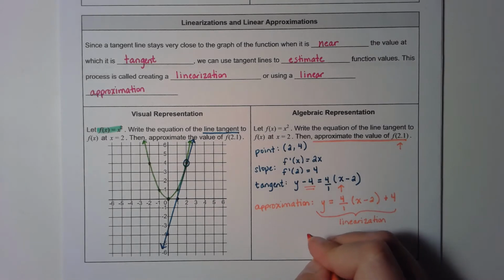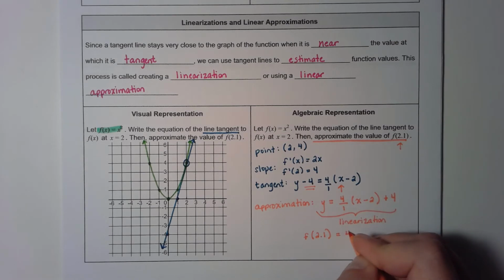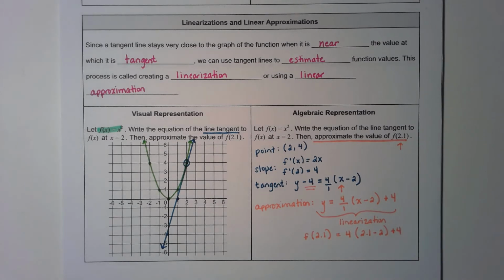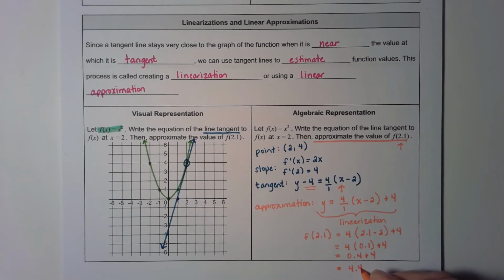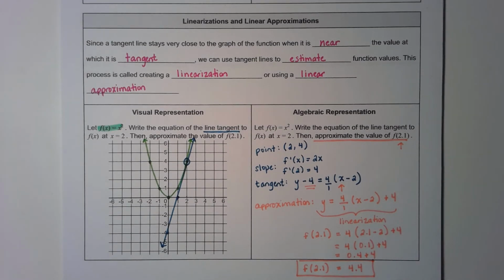Now, to estimate f of 2.1, I'm just going to plug the number 2.1 into this equation. So I'm going to have 4 parentheses 2.1 minus 2 plus 4. Now 2.1 minus 2 would be 0.1. 4 times 0.1 is 0.4. And that's going to give me 4.4. So I'm estimating that f of 2.1 is approximately 4.4. And I'm doing that by writing the equation of the tangent line and plugging in a value that's near the point at which we are tangent.